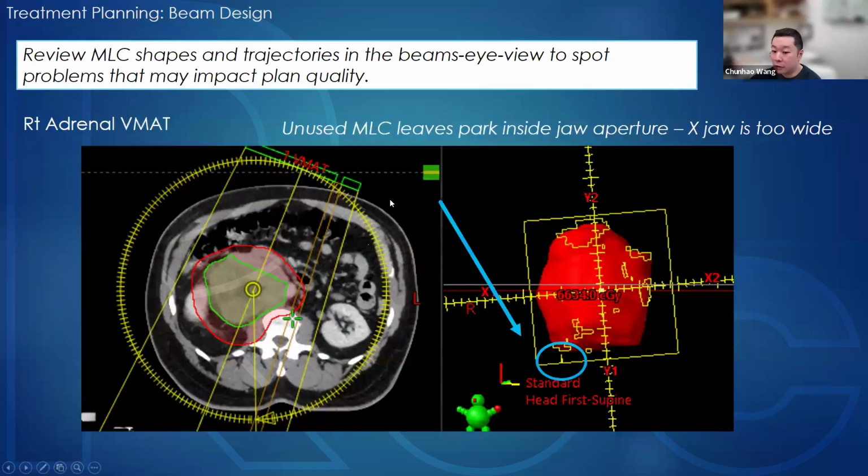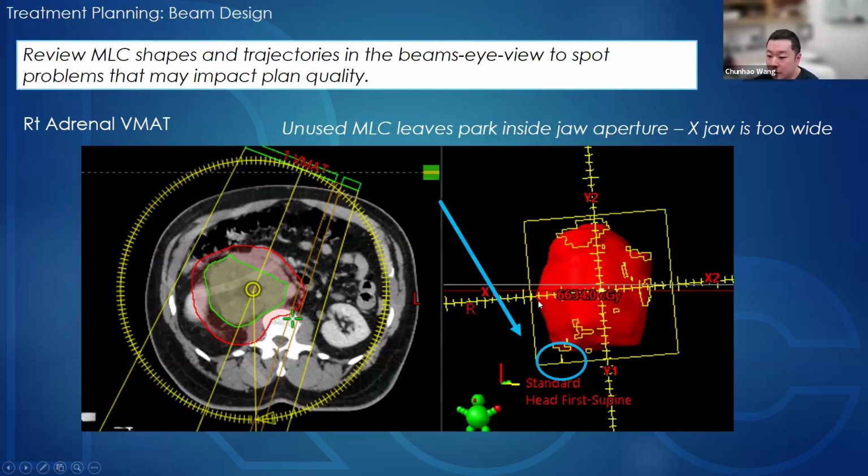So here I'm showing an example of a retroperitoneal target treatment near the right adrenal. This is a big target, so we are using a full arc rotation. When we are reviewing the beam's eye view, we noticed that at certain beam's eye view points, the MLC leaf gaps cannot travel outside the jaw. They are parked inside the jaw aperture. This is mainly because the X jaw is too wide, so we are hitting the MLC limit. They cannot be moved outside of the jaw.